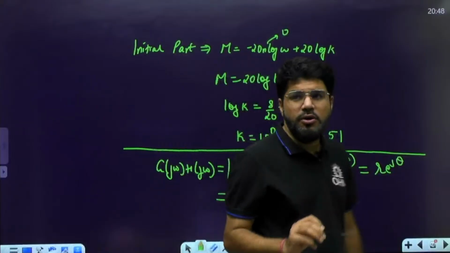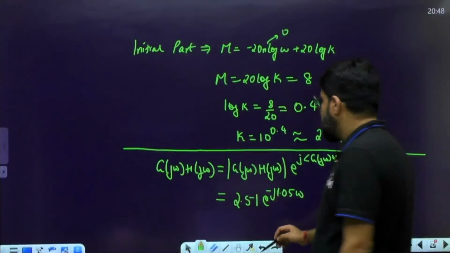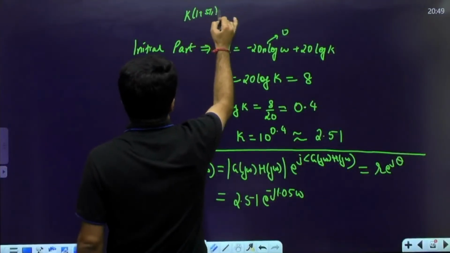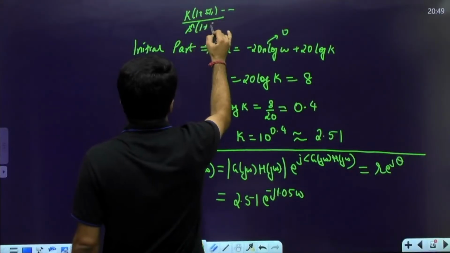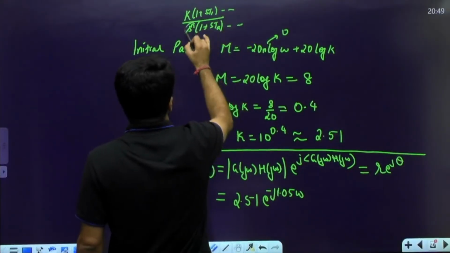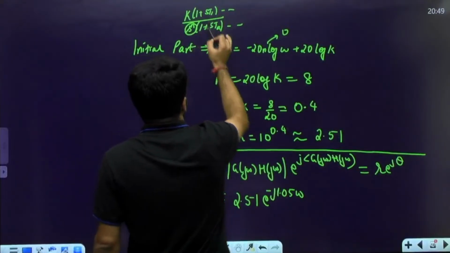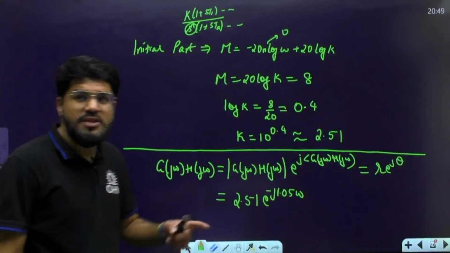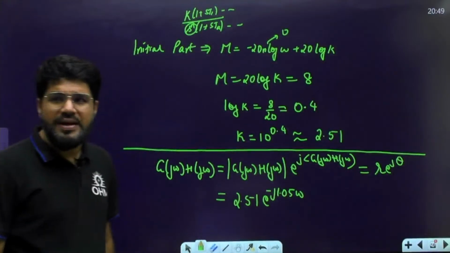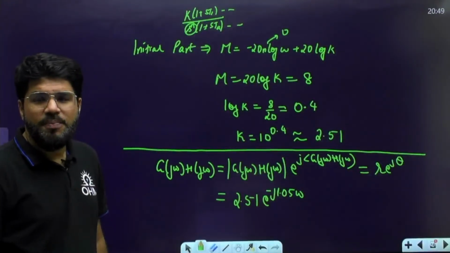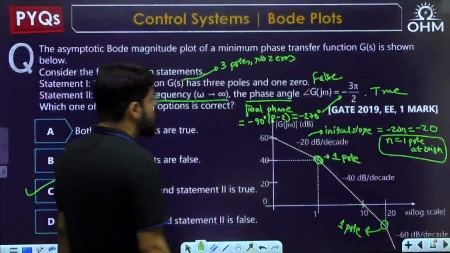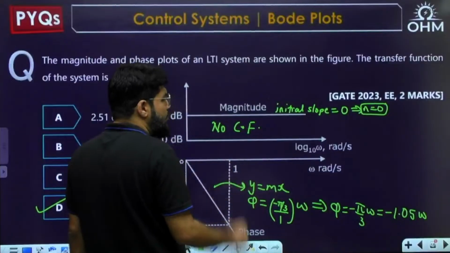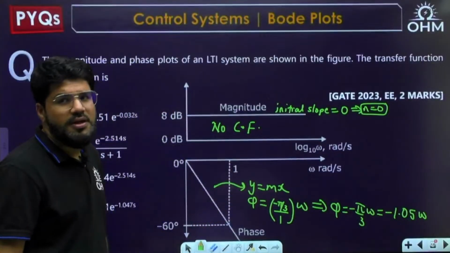Then normally what do you say? You say that the transfer function G(s)H(s) will have some zero terms divided by s power n into some pole terms. So n is 0 as I told you. Will there be any pole or zero? There cannot be any pole or zero, because if there was a simple pole or simple zero, there would be a slope change of minus 20 or plus 20. But where is the slope change? There is no slope change. That means there is no corner frequency, no simple pole or zero.